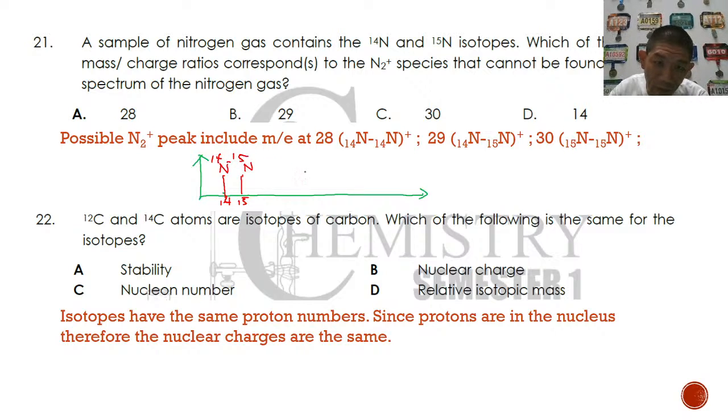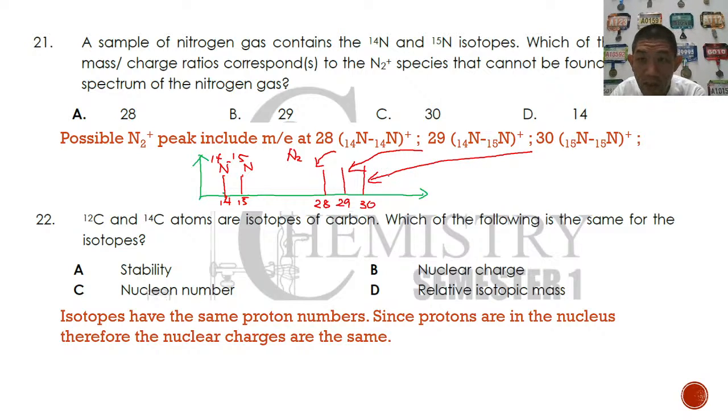Now, if you form N2, how many possible peaks can you form in here? You form 3 possible peaks. What are the 3 possible peaks? They are 28, 29, and also 30. So 28 is made of nitrogen-14 and nitrogen-14, 29 is made of nitrogen-14 and nitrogen-15, and 30 is made of nitrogen-15 and nitrogen-15. So which cannot be found as the mass for N2+? The one that cannot be found is 14, because 14 is for monoatomic.